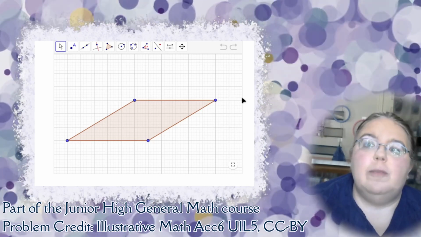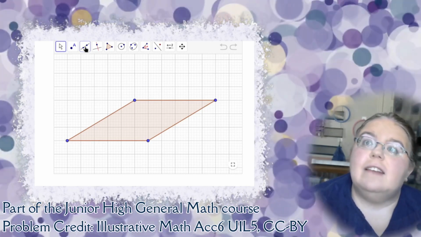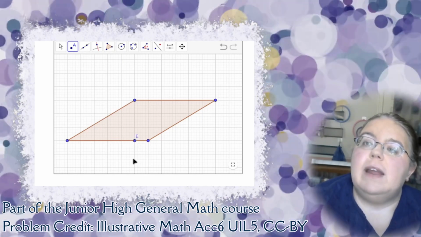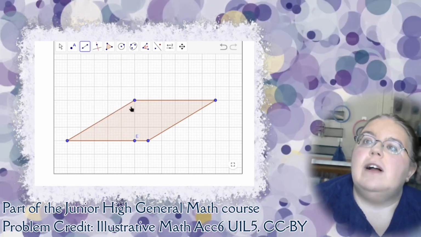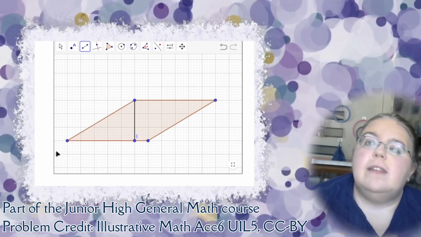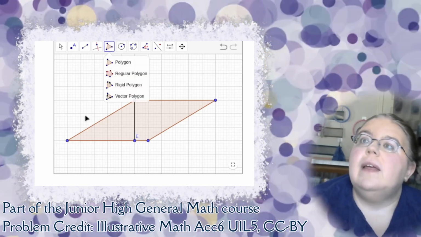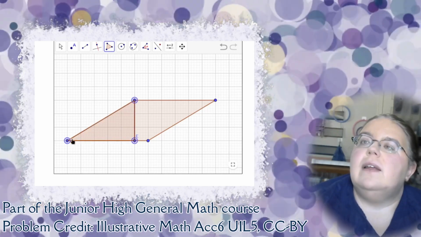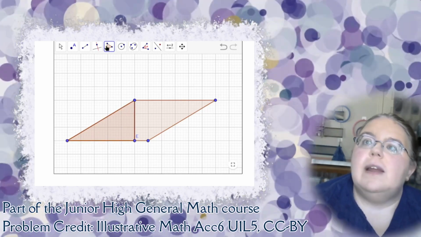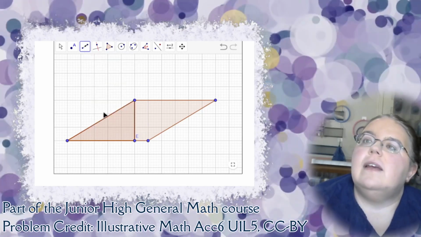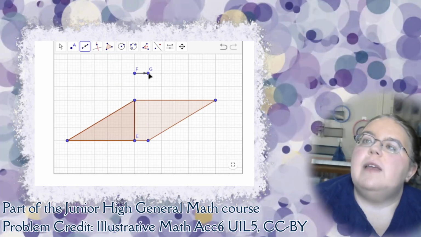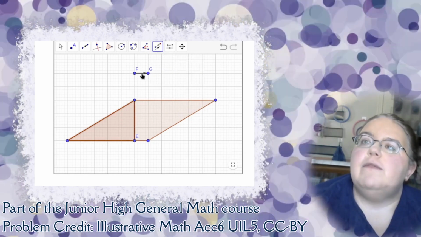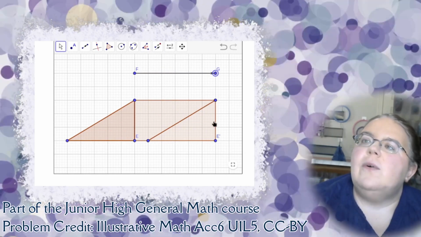Here we have another parallelogram, and I'm going to use the exact same technique. So I'll place a helper point right here. I'll draw a line segment right there. That's the height of the parallelogram. I will draw this triangle right here. Set up a vector to translate by. Use the Translate by Vector tool. And then, okay, I see it now.